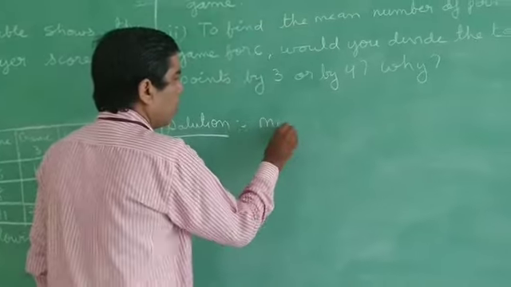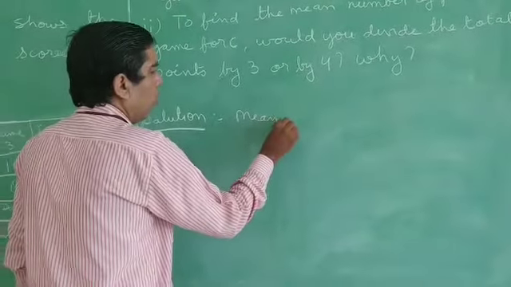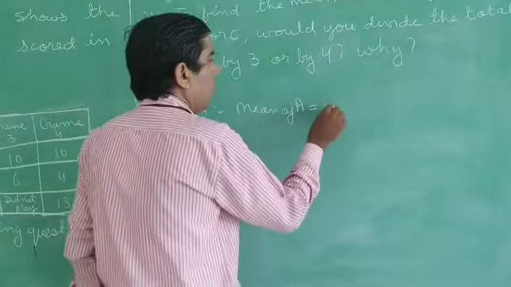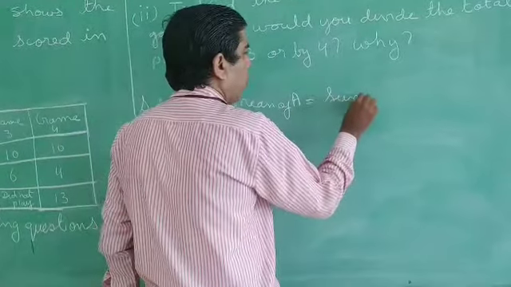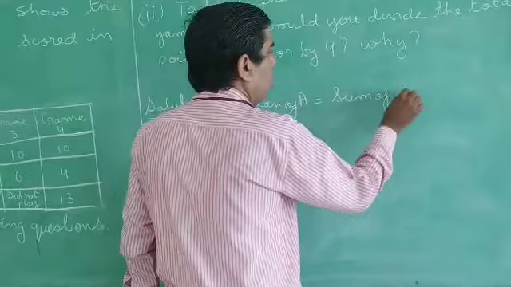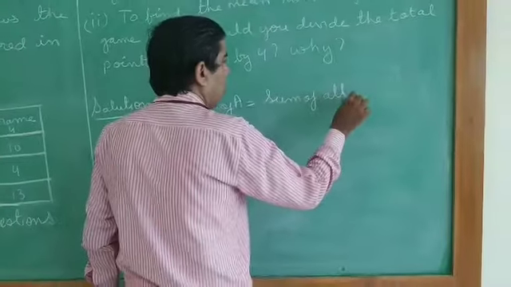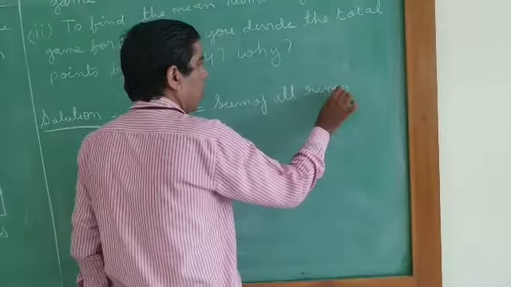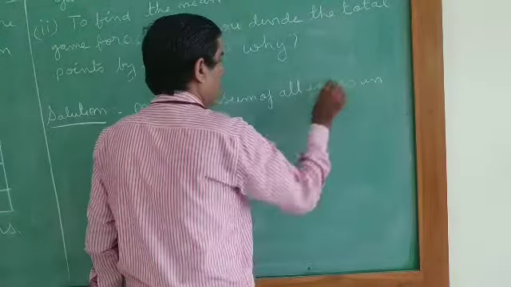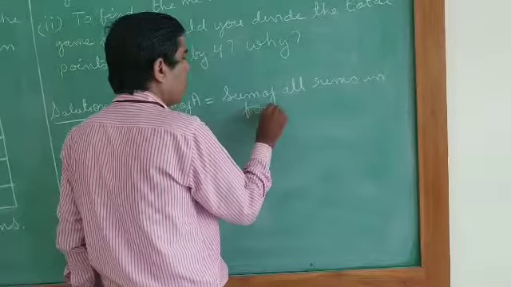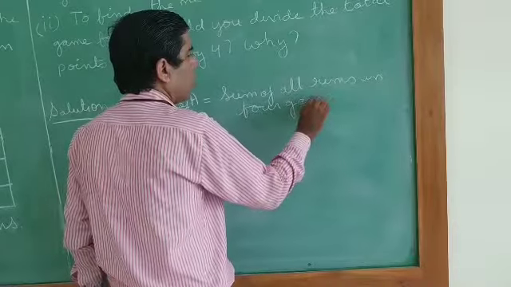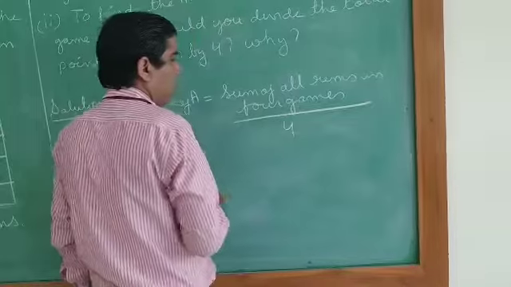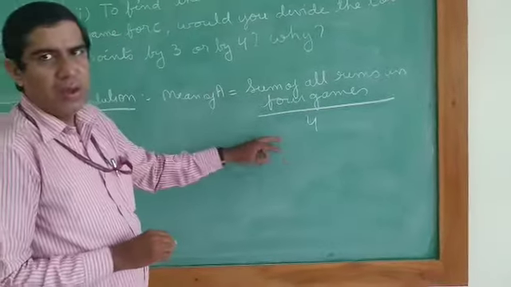Mean of A is equal to the sum of all runs upon the number of games. It will come runs in 4 games upon 4, because 4 games are there, upon 4.